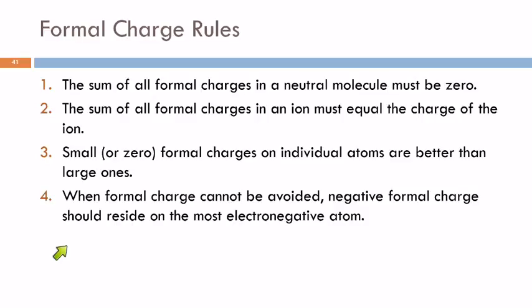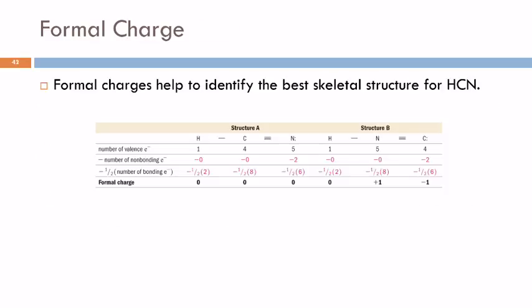And then the formal charge should reside on the most electronegative atom, which kind of makes sense, right? The most electronegative atom is the one that's most attractive to the electrons. And so when we have these kind of extra electrons, we want to put them on the more electronegative atom. So hopefully that will make a little more sense looking at some examples.